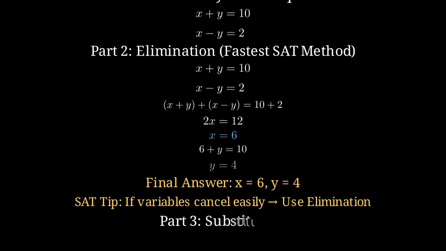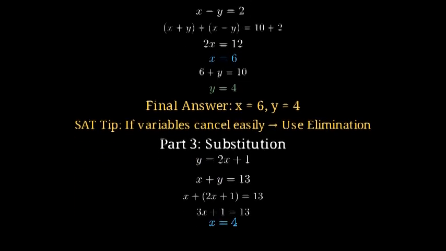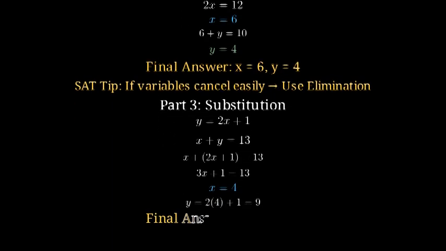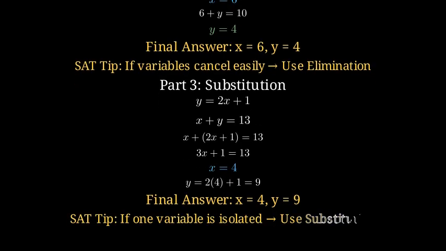Part 3. Method 2. Substitution. Now try this system. y equals 2x plus 1, and x plus y equals 13. Step 1. Substitute y. We get x plus 2x plus 1 equals 13. Step 2. Solve. 3x plus 1 equals 13, so 3x equals 12, and x equals 4. Step 3. Plug back in. y equals 2 times 4 plus 1, which equals 9. SAT tip: if one variable is already isolated, use substitution.